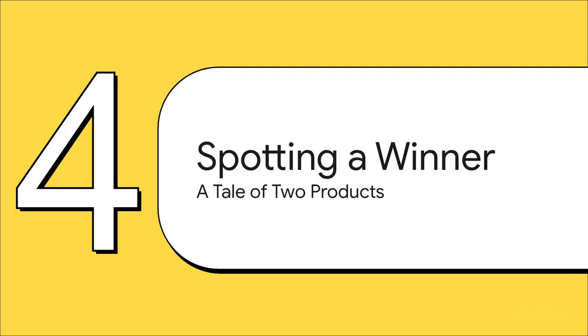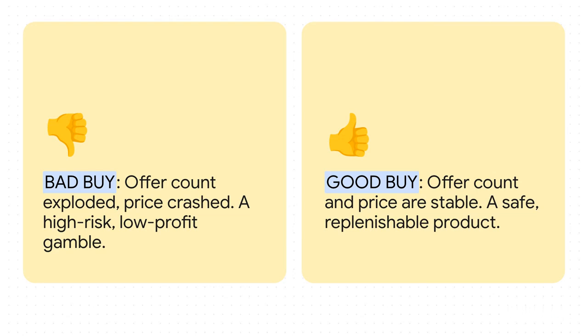All right, let's put it all together. We've gone through the theory, so now let's apply it by comparing two real-world examples, one that's a terrible buy and one that's a clear winner. Just look at the difference here. On the left, we've got a classic bad buy. The offer count just exploded and, just like we predicted, the price crashed. Supply totally blew past demand. That's a trap. But on the right, you see all the signs of a great buy. The offer count and the price are stable, they're predictable. This is the kind of safe, replenishable product you can build a real business on.